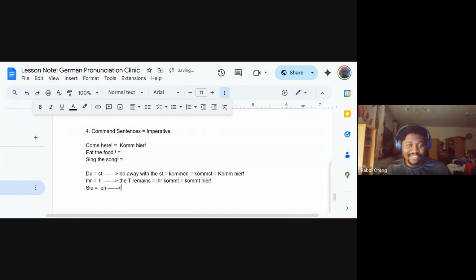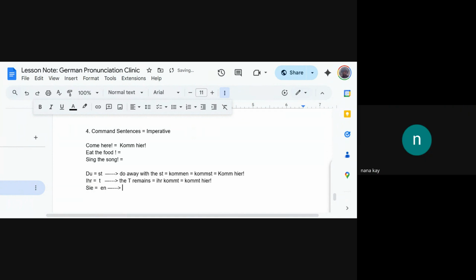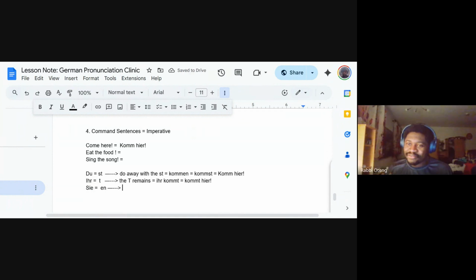Then for the Sie form, it remains the same too. So if I'm telling Herr Müller to come, Herr Müller, kommen Sie hier. And even with that one, I have to add bitte, to be more polite.